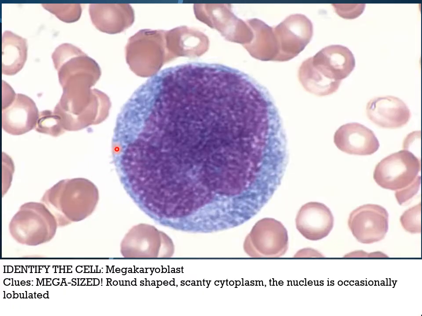Let's start with the megakaryoblast. Okay? Mega means mega size. It is really huge compared to our RBCs. Almost 10 times, according to the book, 8 to 10 times the size of your RBC. And if we notice, our nucleus is inside.